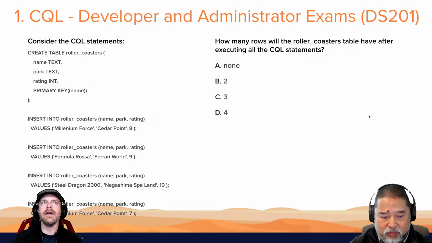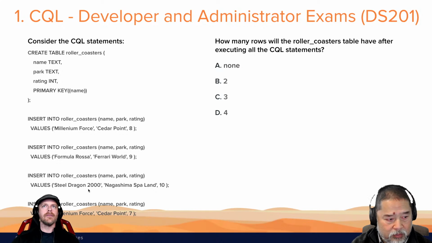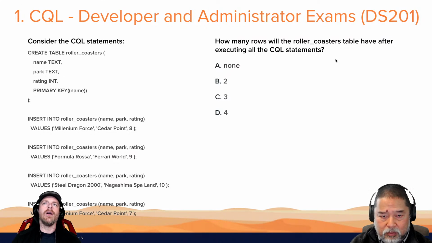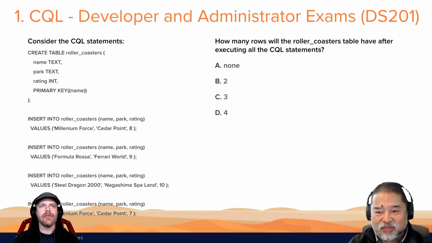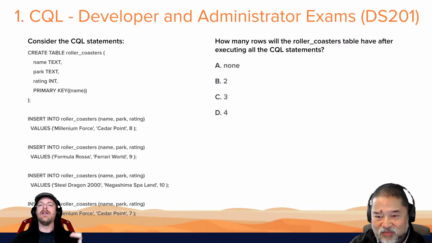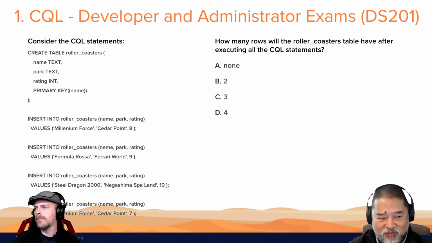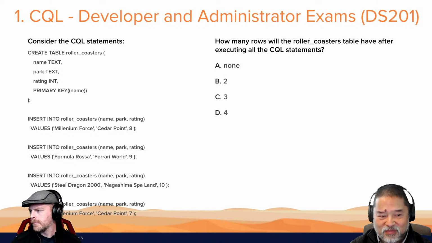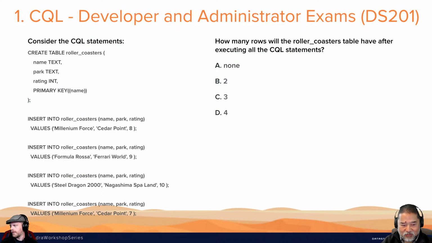Here is the first one. You want to consider the CQL statements here. How many rows will the roller coasters table have after executing all of the CQL statements? And if you have any trouble reading this for some reason, feel free to go to the GitHub repository, to the practice questions. We are in question number 1. Oh, thank you, Sean. There we go. We're magically smaller. My head should no longer be in the way of the answers, or the CQL.